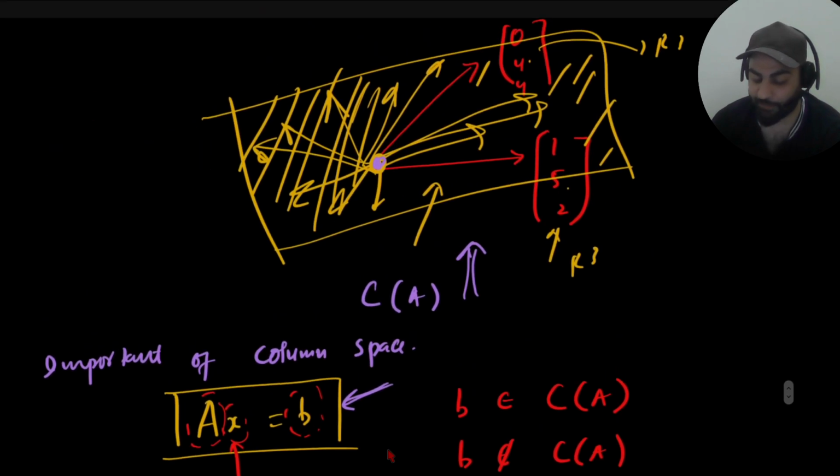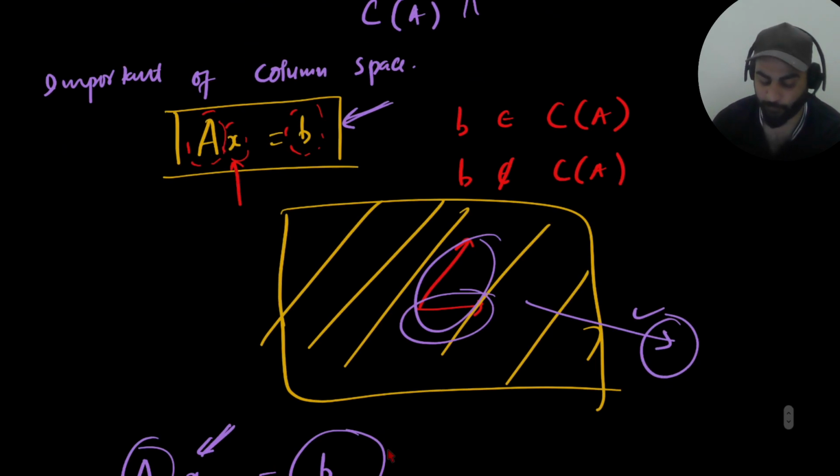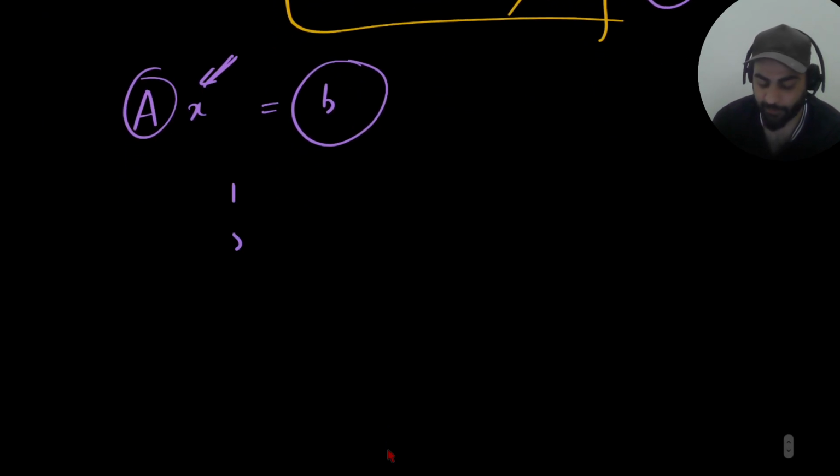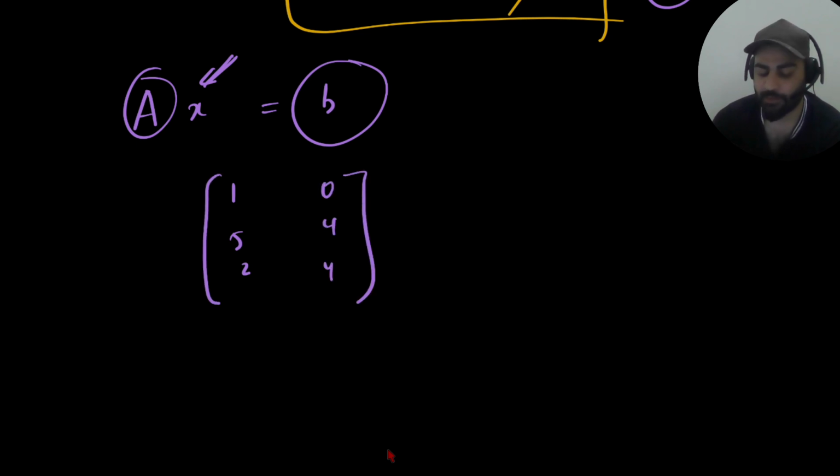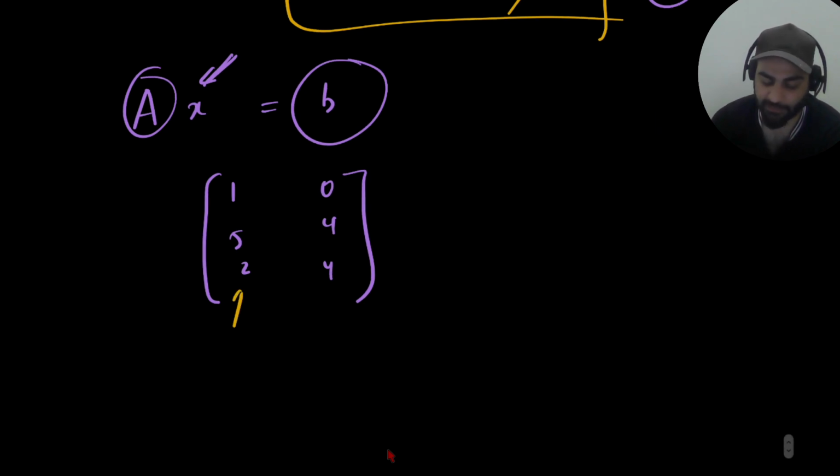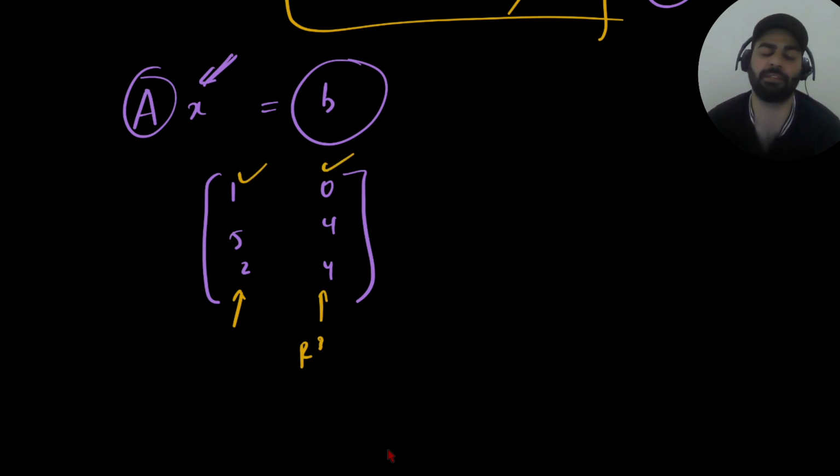The example we took is 1 5 2 and 0 4 4. These are two vectors in R3. Can you tell me, is every vector in R3 reachable? Can we reach any possible vector by using these two columns? Just give me a yes or no answer. I don't want you to explain. It's whatever your intuition is.